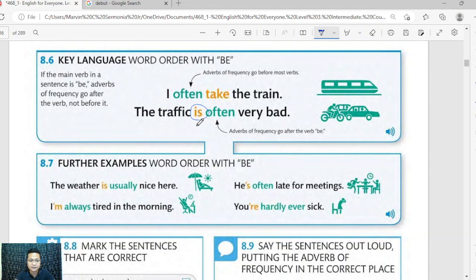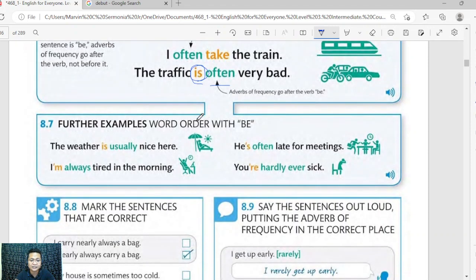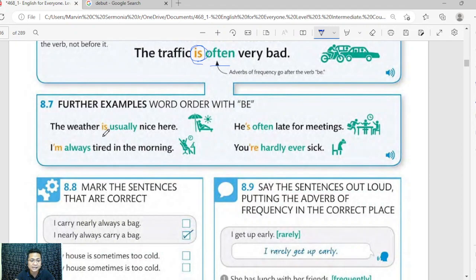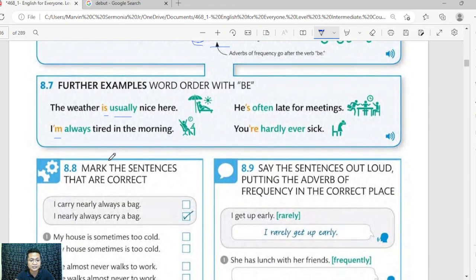Why does this adverb sit after the verb? It's because we make use of the be verb. Take a look at the following example. The weather is usually nice here. After the be verb is, we have the word usually. I'm always tired in the morning. So this is I am always tired. So the adverb of frequency goes after the be verb. He is often late for meetings, and you're hardly ever sick.